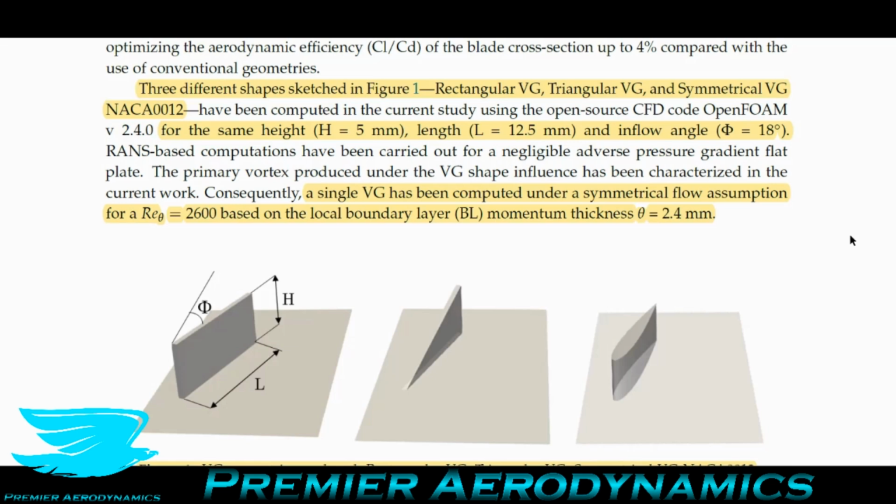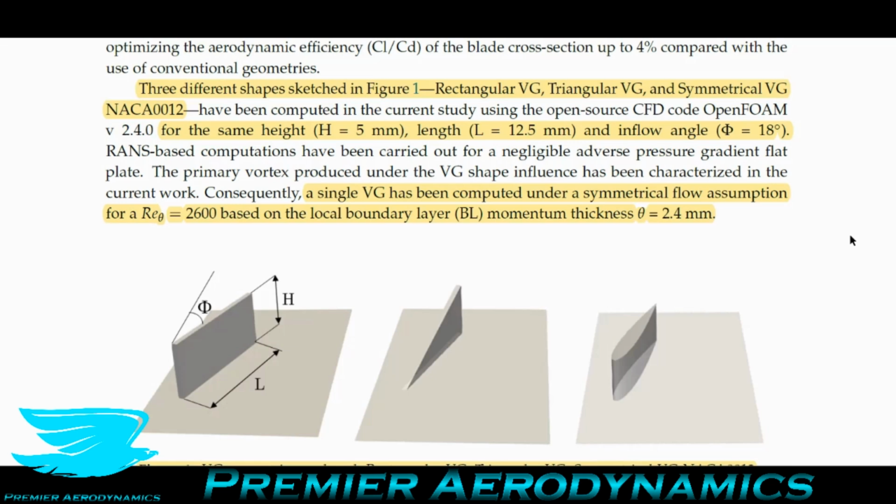The heights of these vortex generators are 5 millimeters, the lengths are 12.5 millimeters, and they're installed at an 18-degree angle of attack to the free stream direction. And they say a single vortex generator has been computed under a symmetrical flow assumption for a Reynolds number of 2,600 based on the boundary layer momentum thickness. Let me just quickly cover what boundary layer momentum thickness means.